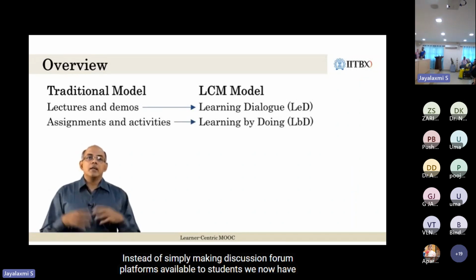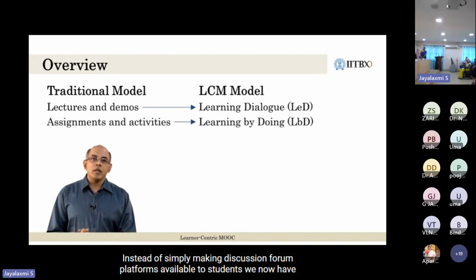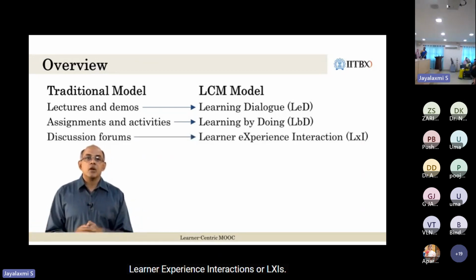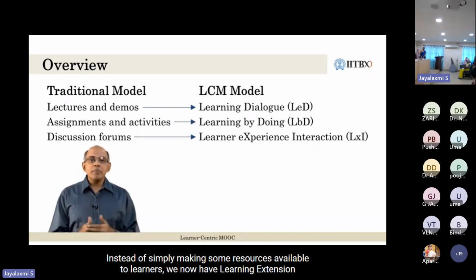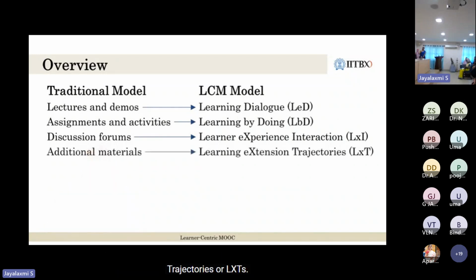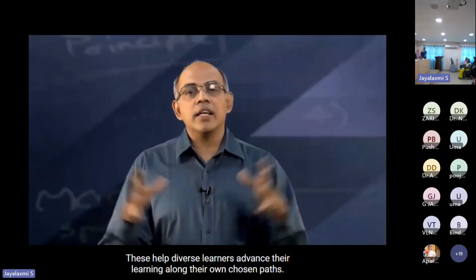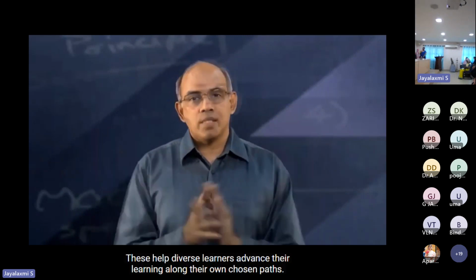Instead of simply making discussion forum platforms available to students, we now have learner experience interactions or LXIs. These are driven by focused questions and exploit the power of peer learning. Instead of simply making some resources available to learners, we now have learning extension trajectories or LXTs. These help diverse learners advance their learning along their own chosen paths.